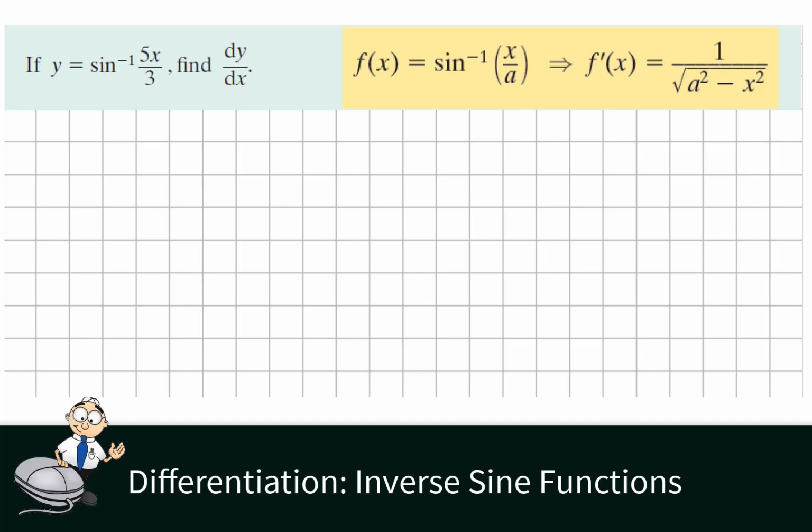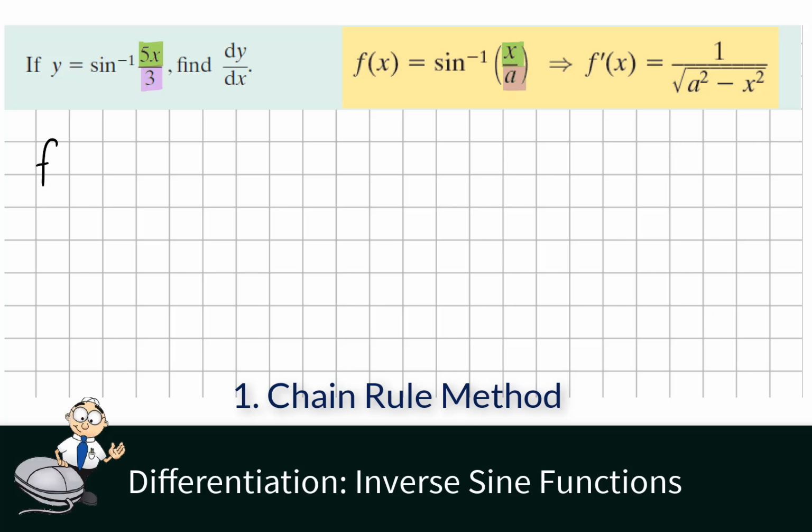So let's look at this example here. We're going to do it in two different methods. The first approach, and the one that's used most often, is to use the chain rule. We're going to treat the 5x as if it is the x in our formula, and our denominator is 3, so that will be our a. And then we'll get the derivative of the inside, 5x, at the end and multiply it.